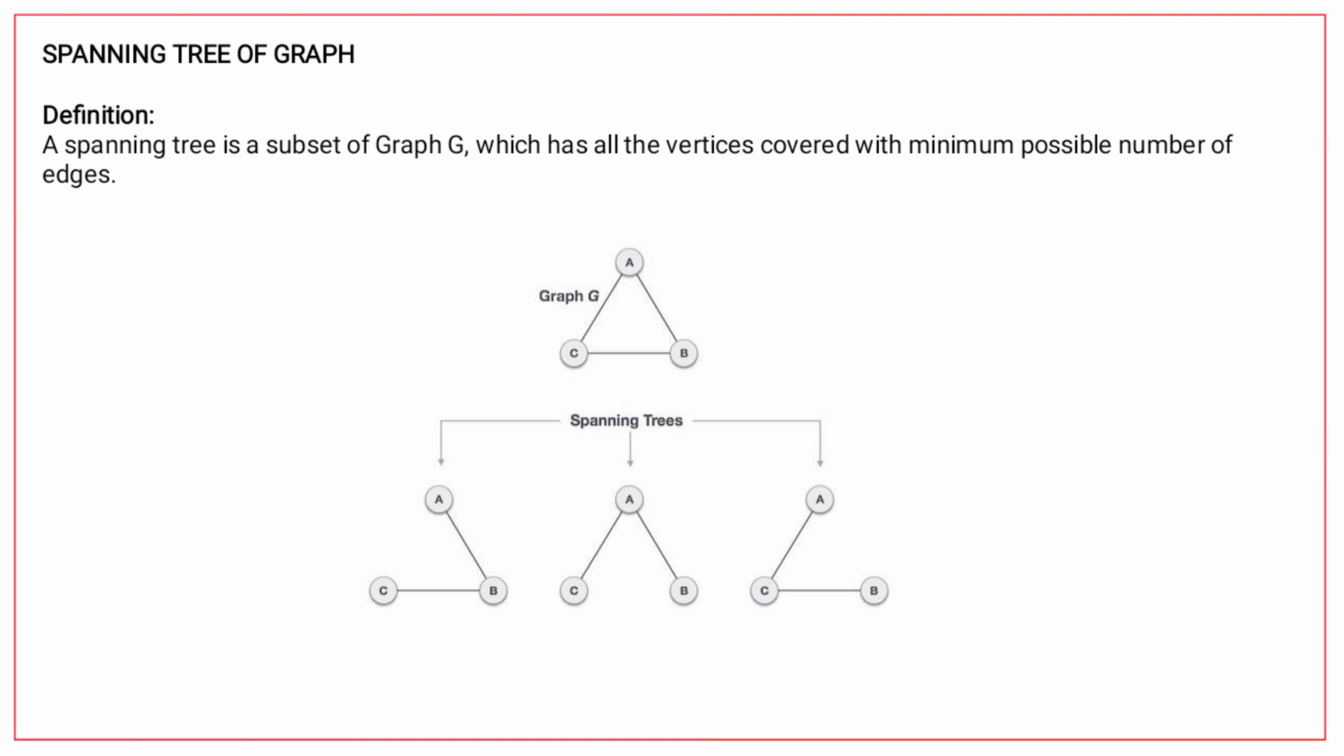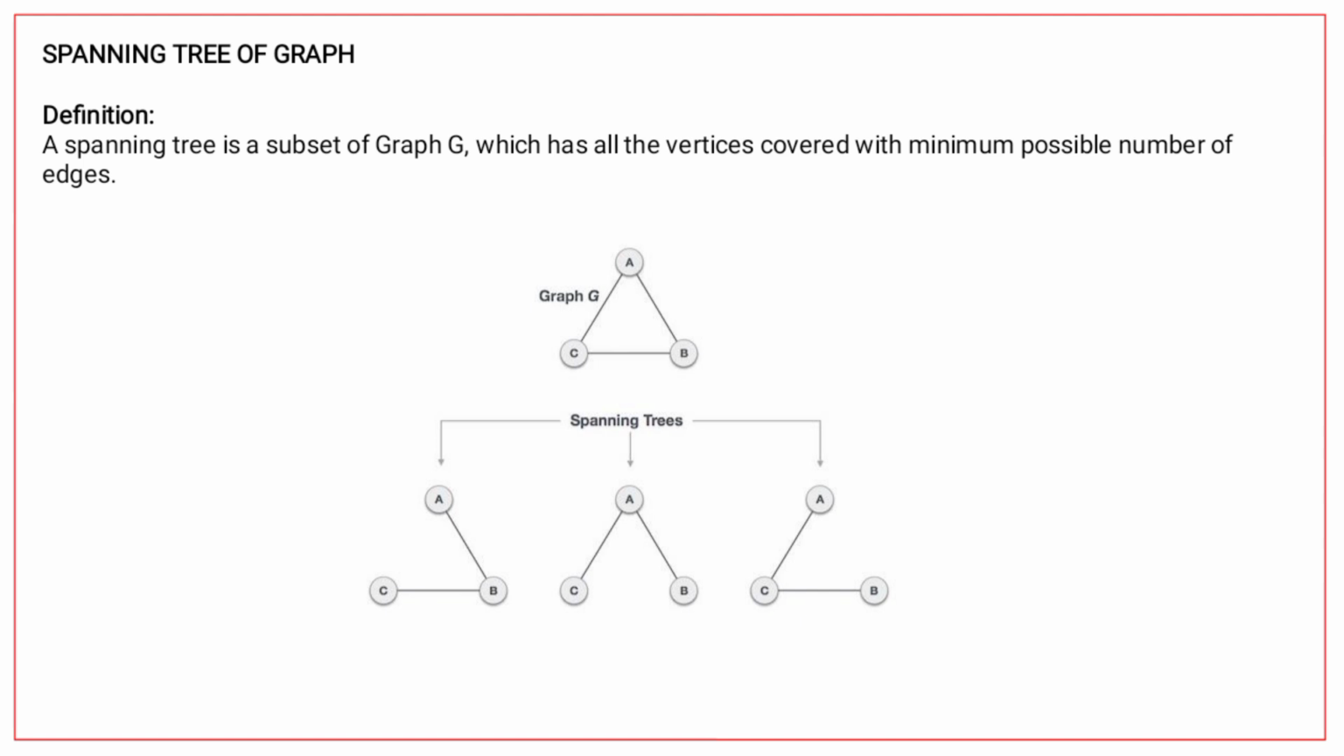Now consider an example. First figure shows a graph. Vertices are A, B, C and edges are AB, BC and AC. Second figure shows spanning trees. Now in this figure, three spanning trees of one complete graph.